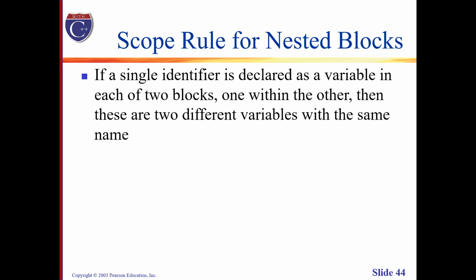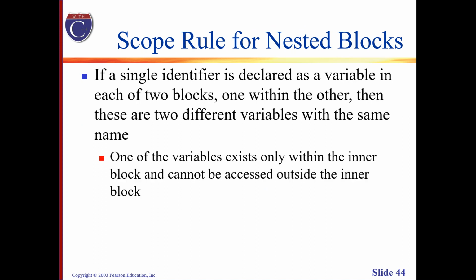Then we also have the scope rule for nested blocks. If a single identifier is declared as a variable in each of two blocks, one within the other, then these are two different variables with the same name. Although they might share the same variable name, of course, each variable that is declared in a different block is completely different from each other.